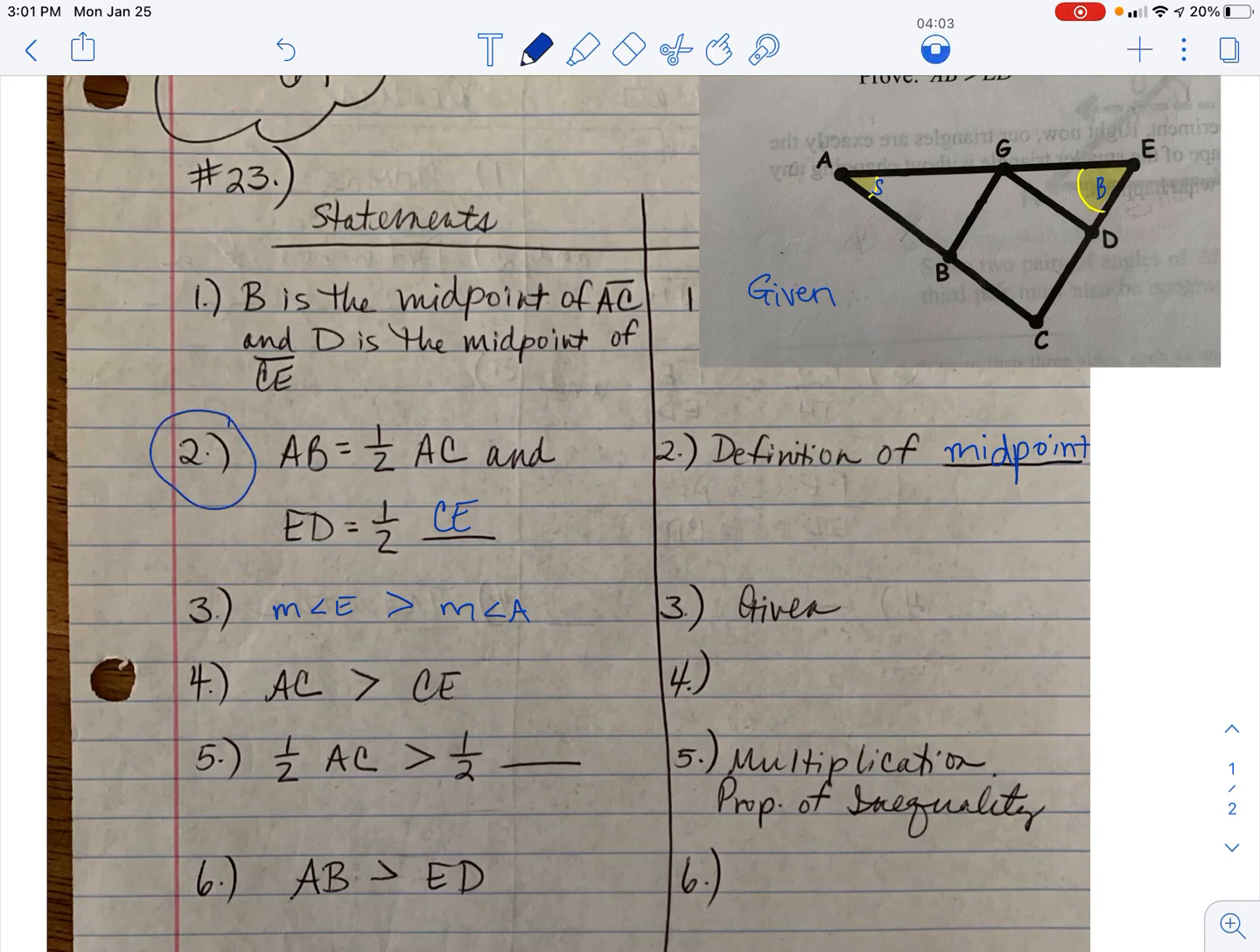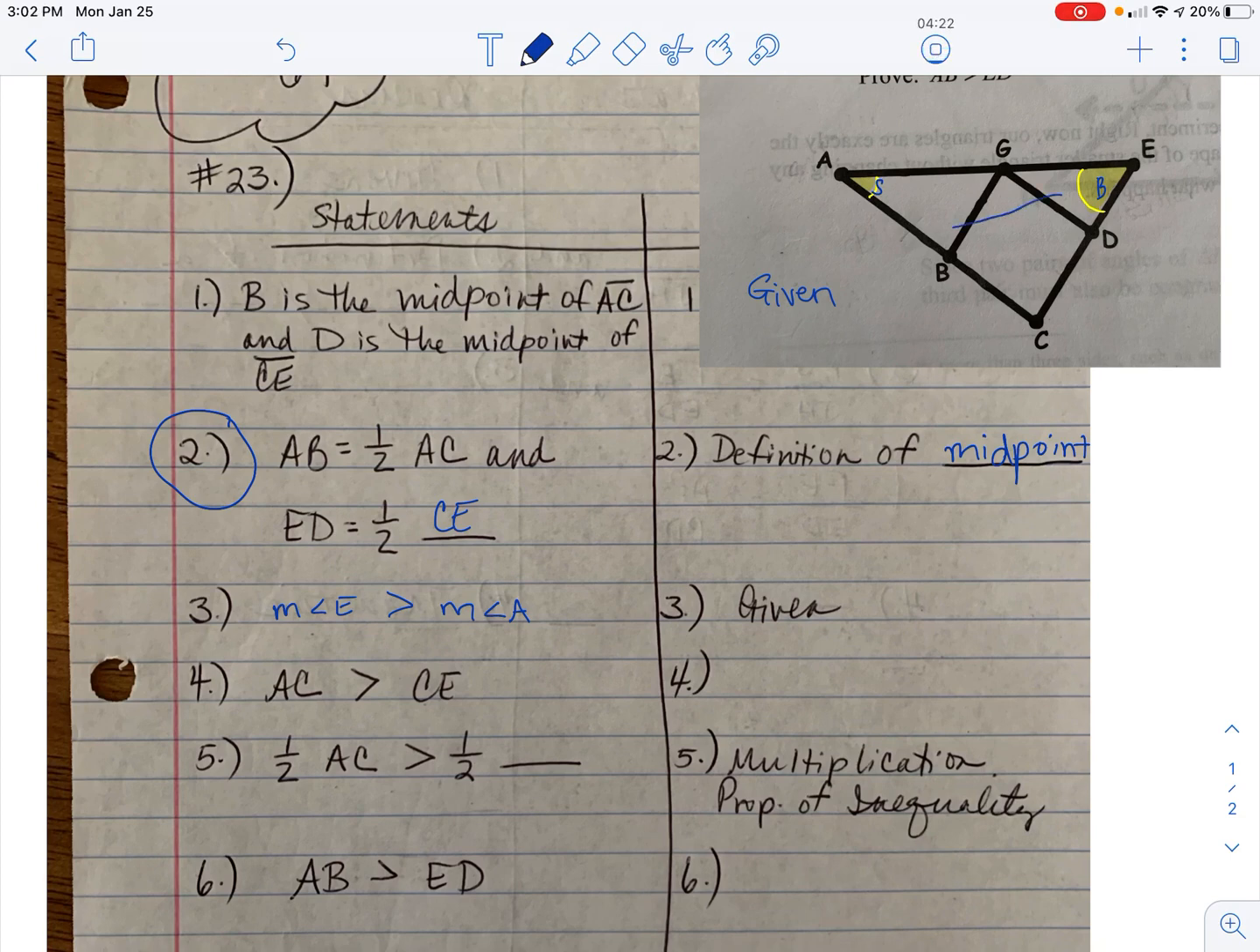And by the way, step number 2, we're going to use that again in just a little bit. It was important that we mention it and get it into the proof so that we can use it and utilize it somehow else later on. Okay, now step 4 says that AC is greater than CE, and there we go. We've already talked about that.